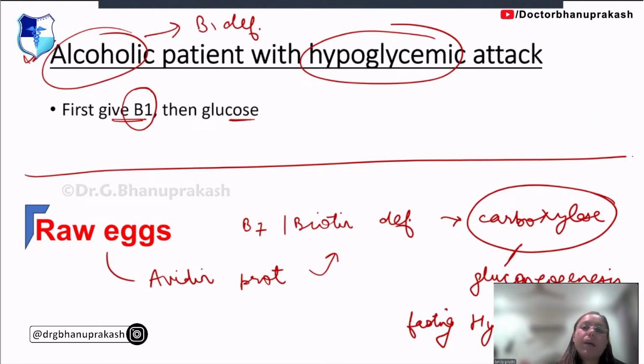So alcoholic patient with hypoglycemic attack, it is B1 deficiency.